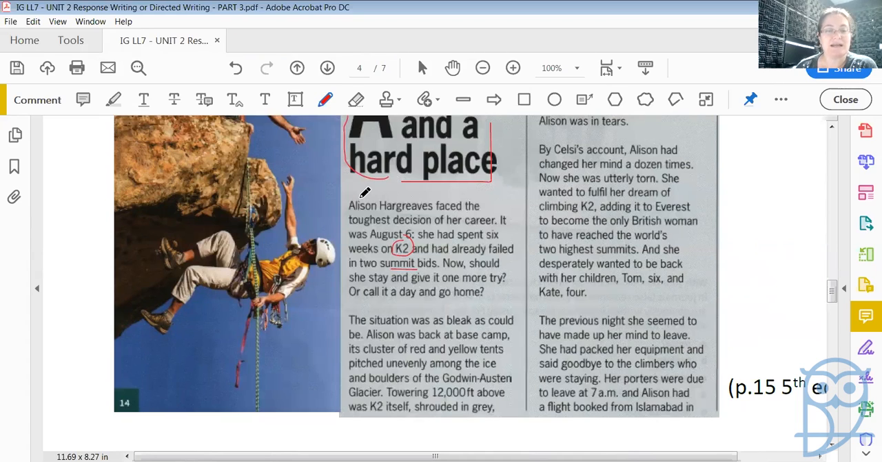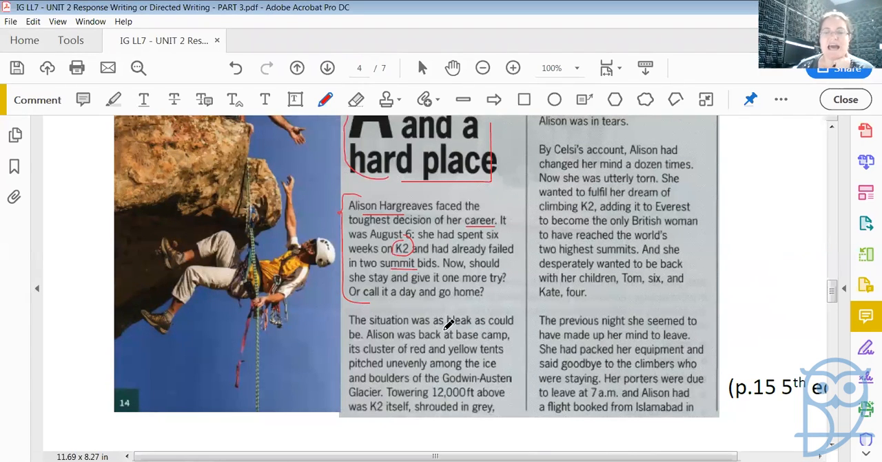So this is quite a nice opening to the magazine article. It introduces facts: Alison Hargreaves, what she does, what this is going to focus on, this idea of her 6 weeks on K2, and whether she should give it a try again. Rhetorical questions are quite enticing. They sort of have an effect of being a cliffhanger. I'm punning here because look at the picture. It's a cliffhanger of sorts because we want to find out more. Can we answer these questions? Should she call it a day and go home? Or should she give it one more try?